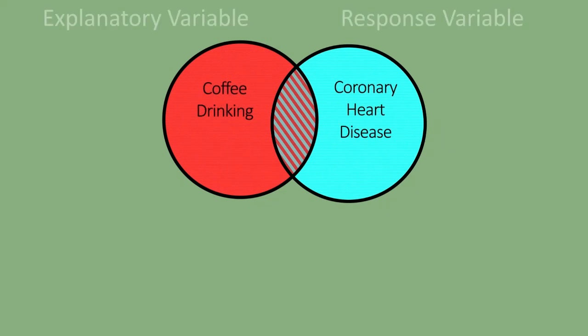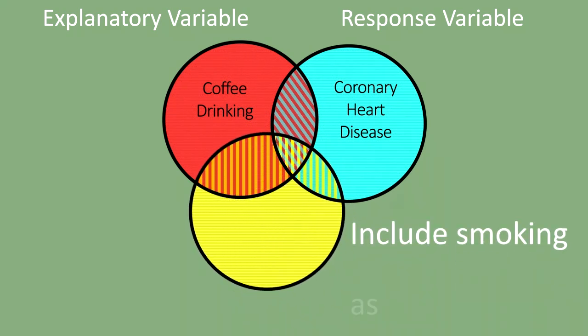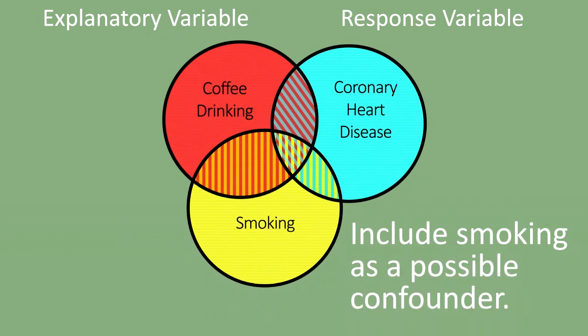Coronary heart disease is our response variable. Our explanatory variable is coffee drinking. Our basic question is, do we know something about the presence or absence of coronary heart disease by knowing the level of coffee drinking in our sample? But we may also know or believe that smoking is related to both coronary heart disease and coffee drinking. So we want to include smoking in our model as a possible confounder in the relationship between coffee drinking and coronary heart disease.